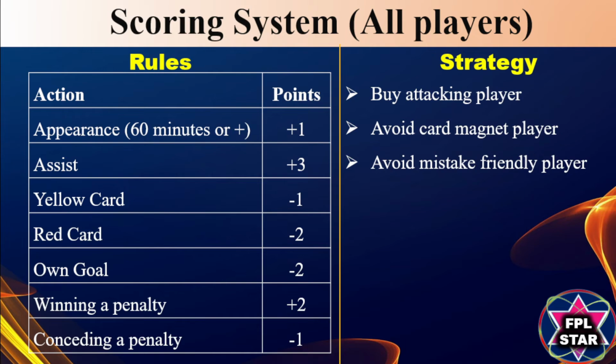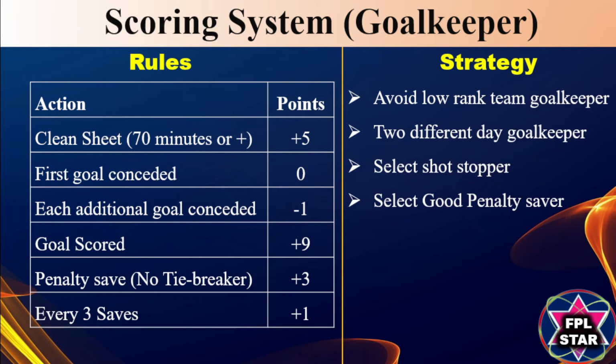And you should obviously avoid the mistake-prone players like Harry Maguire, who concede penalties, pick up yellow cards for unnecessary things, and this kind of player should be avoided. Now move on to the goalkeeper scoring system, and the goalkeeper will get a clean sheet point if he has played 70 minutes, then he gets 5 points, and for the first goal conceded no point is deducted. But when an additional goal is scored, then you get -1.